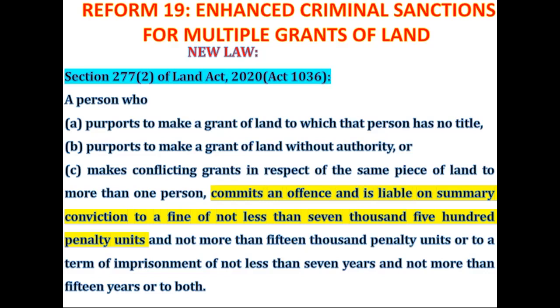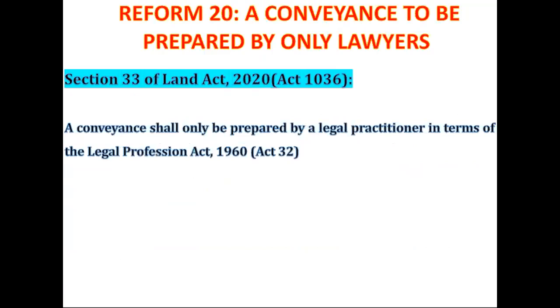We want to discourage people who engage in multiple grants. So that is the effect of Section 277, subsection 2. It deals with enhanced criminal sanctions for people who engage in multiple grants and people who do not have title. Like a severe punishment. So that is also a reform that has been introduced by the Land Act of 2020, Act 1036. The next reform deals with the preparation of conveyances.